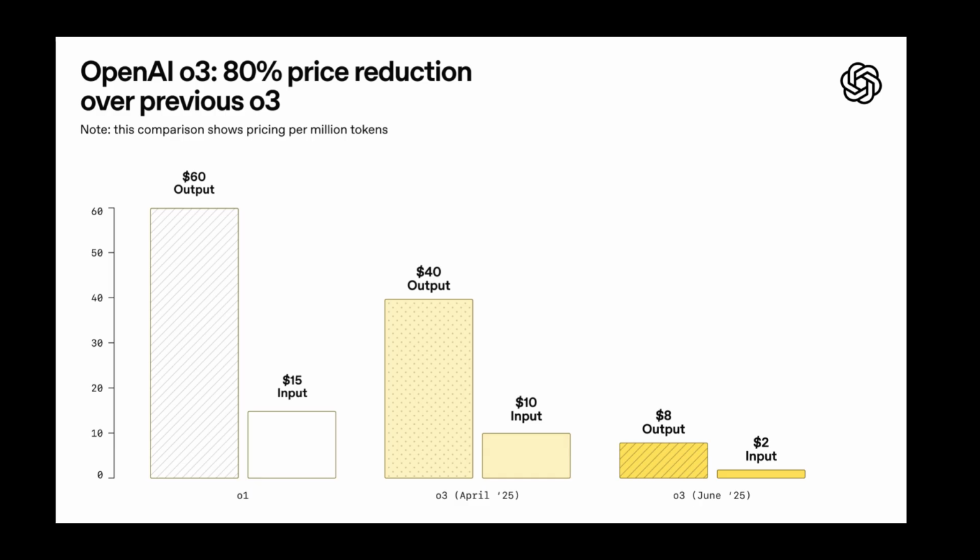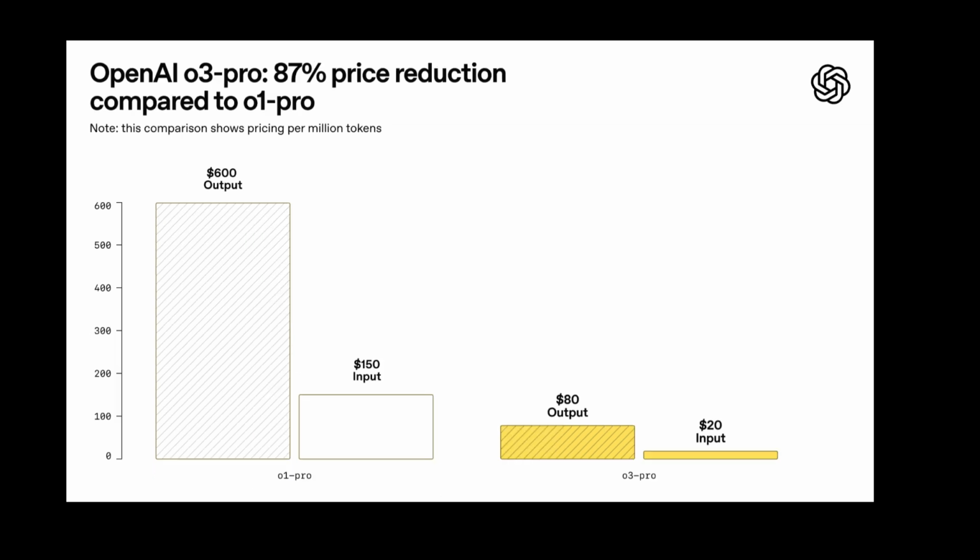So talking about O3 Pro, we shouldn't forget about the price reduction in the O3 model. As you can see, the O3 model in April 2025 was $40 and $10 for a million tokens in output and input. Now it's just $8 and $2 in June 2025. So in a couple of months they have slashed the price by 80%. And they also have another comparison, which is O3 Pro versus O1 Pro. The pricing of O1 Pro is insane, like $600 for output and $150 for input for a million tokens, whereas O3 Pro is just $80 and $20, which comes to a reduction of 87%.